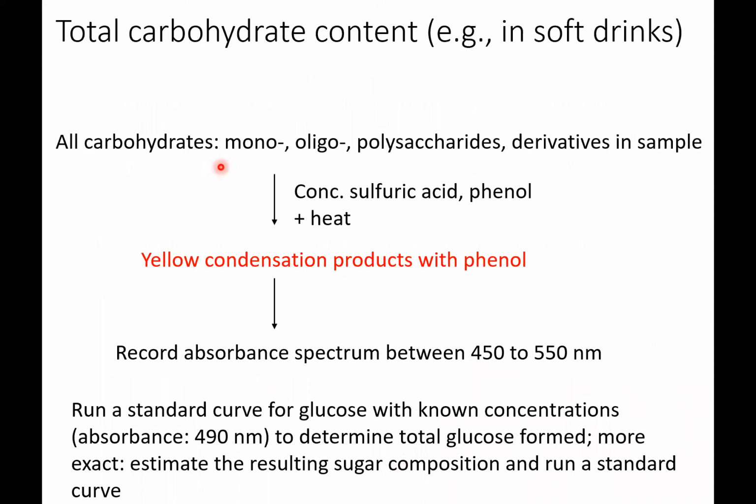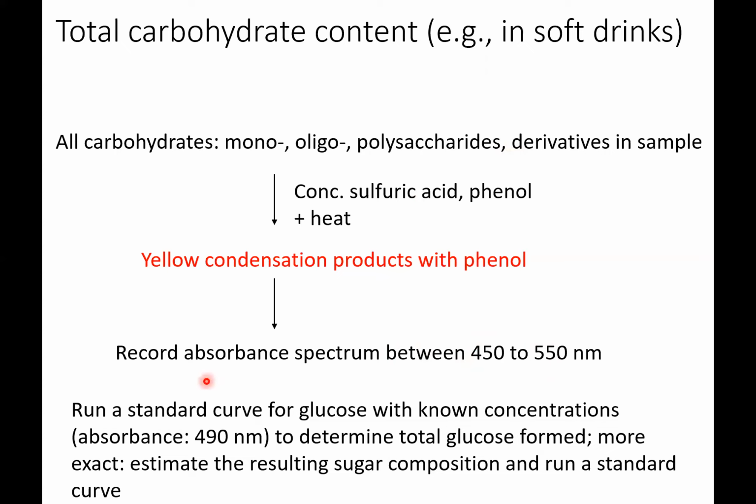Now, you can do all carbohydrates, total carbohydrate content. For example, in soft drinks, you have mono-, oligo-, and polysaccharides and derivatives in the sample. Sulfuric acid, as you might remember from carbohydrates, works with all of them. It digests everything. Then you add phenol and heat. There is heat involved here by the digestion anyway. And then you add phenol and you get yellow condensation products with that phenol. And then you measure the absorbance in this range.